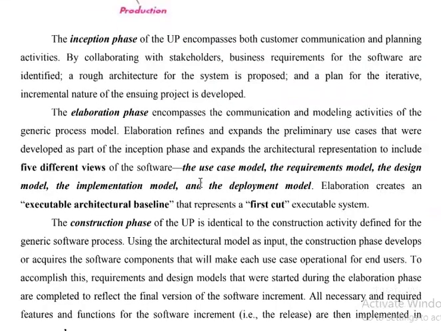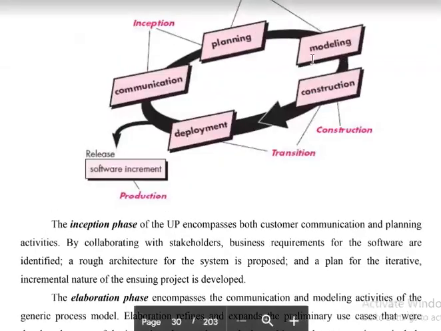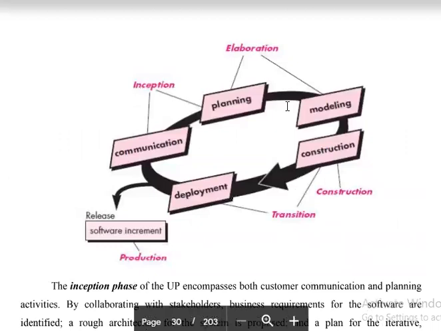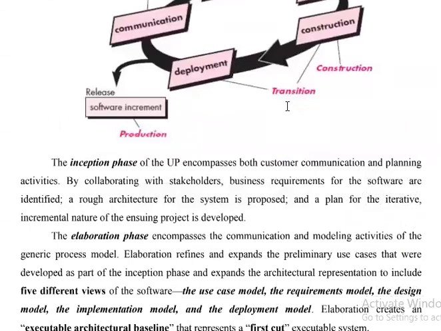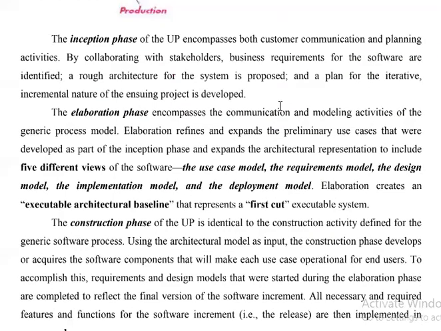So यहाँ पे you will show the use case model, requirement model, design model, implementation model, and deployment model. So elaboration creates an executable architectural baseline that represents a 5-view executable system. ठीक है, यहाँ से बेसिकली आपको मॉडल मिलता है, मतलब यूजर के पॉइंट ऑफ व्यू कैसे रहेगा आपका सॉफ्टवेयर, रिक्वायरमेंट के हिसाब से कौन कौन सा फीचर्स रहेंगे, डिप्लॉय करते टाइम पे कैसा व्यू रहेगा, ऑल दैट स्टफ यू विल बी डूइंग इन द एलाबोरेशन फेज.